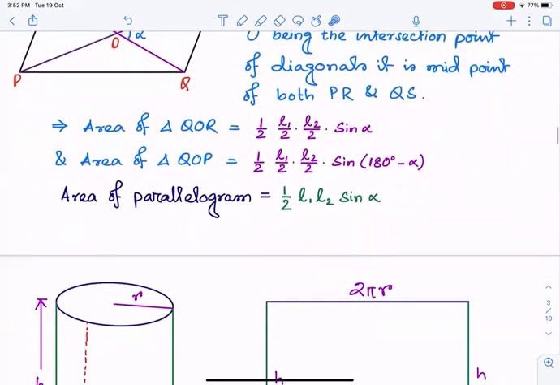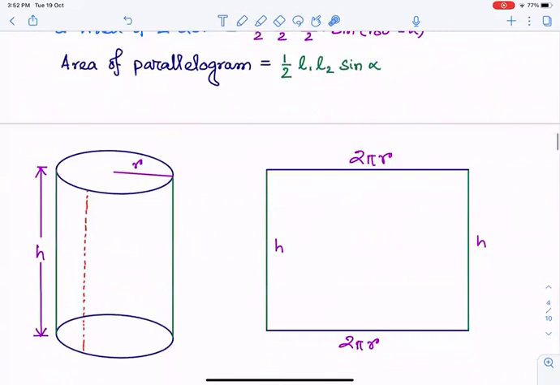Now let us consider a rectangular shape where the length is 2 pi r unit and the breadth is h unit. Now if I roll this rectangular sheet in this shape so that these two breadths of length h coincide with each other, in that case this shape will generate a cylinder, a right circular cylinder. What is the area of this rectangular sheet?